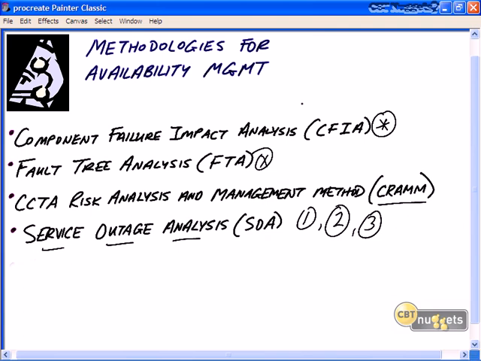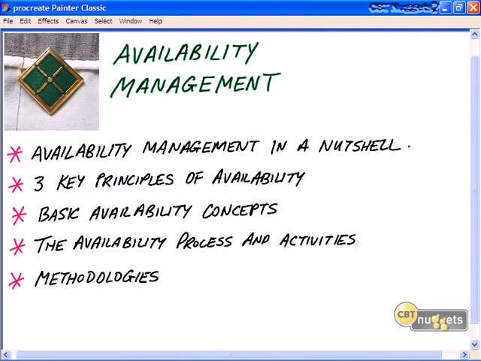For more information on these methodologies, feel free to do a Google search and do a little bit of research and some homework. In this ITIL Nugget movie, Availability Management, we covered 5 key topics. First of all, we explored availability management in a nutshell. We looked at 3 key principles of availability. We explored some basic availability concepts, looked at the processes and activities, and finally, 4 key methodologies.